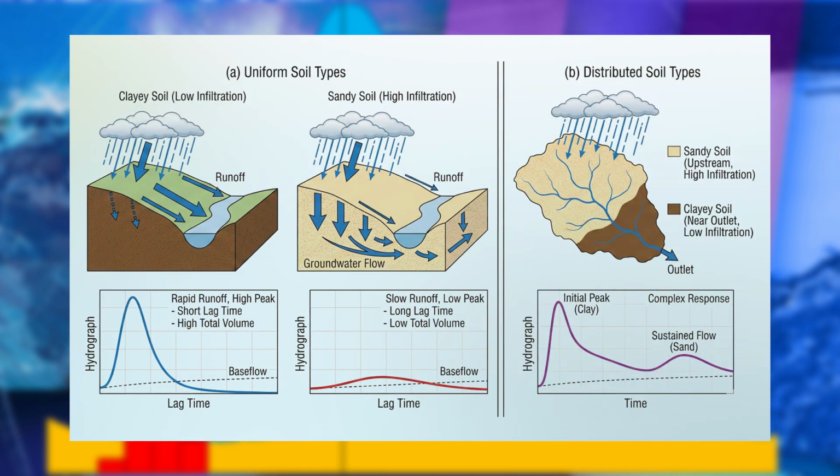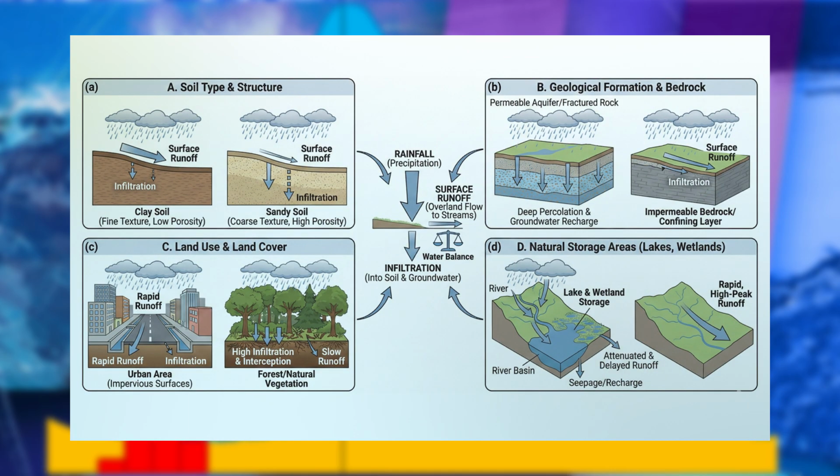Soil type as well as the distribution of soil also has great impact on the characteristics of the hydrograph. Infiltration characteristics depend on the soil type, geological formation, land use and land cover, and the presence of lakes, swamps, wetlands and other natural storage areas within the basin. So, these factors regulate how much rainfall infiltrates into the ground and how much contributes to the surface flow.